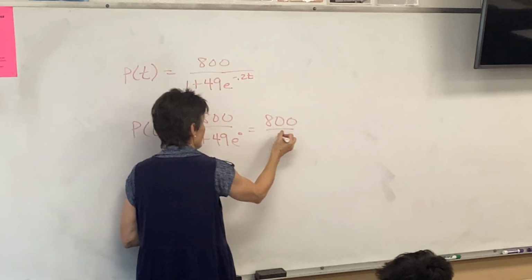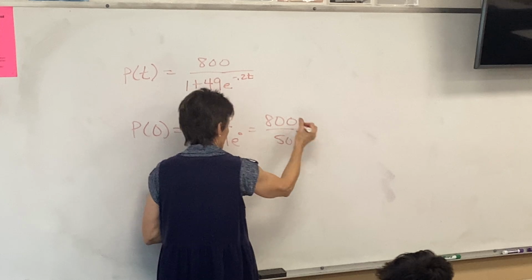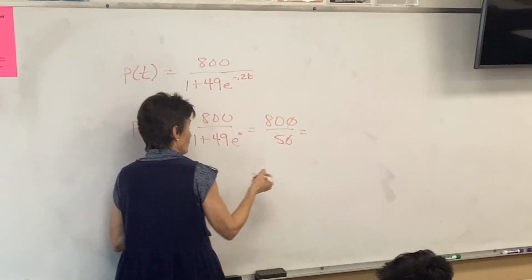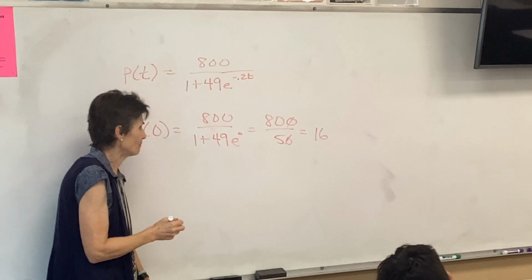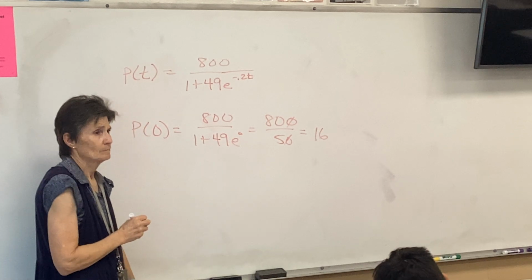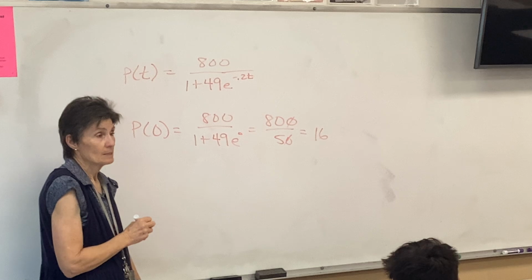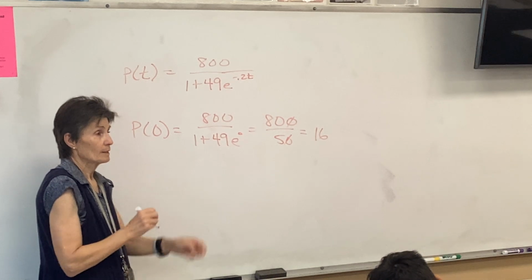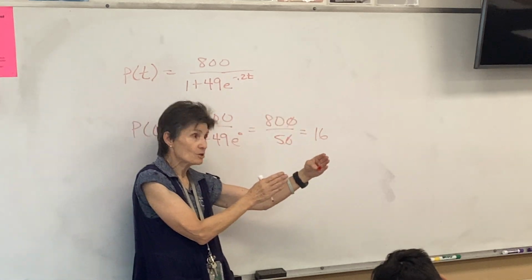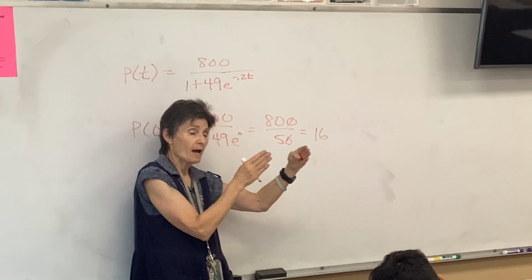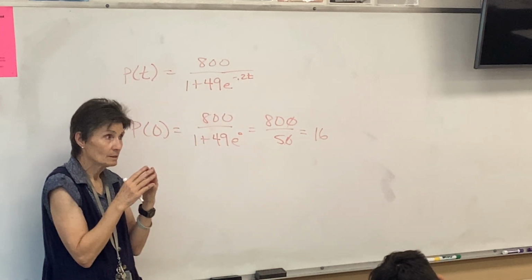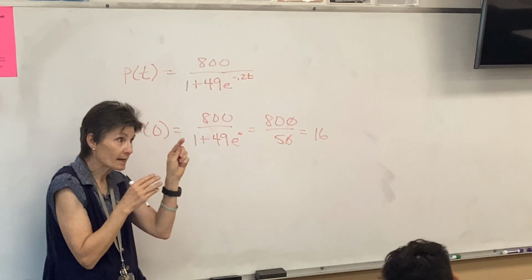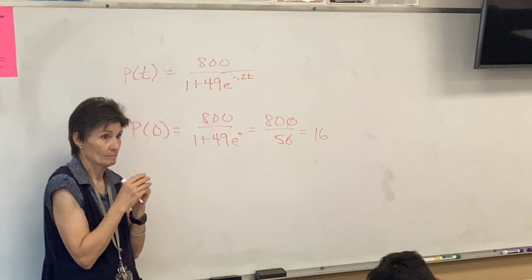1 plus 49, 50. So it looks like the initial number of people sick was 16. 800 divided by 50, 16? Yeah. Okay, so make a note in case you think you're gonna slip up on that. How do you find the initial number? You let x be 0.